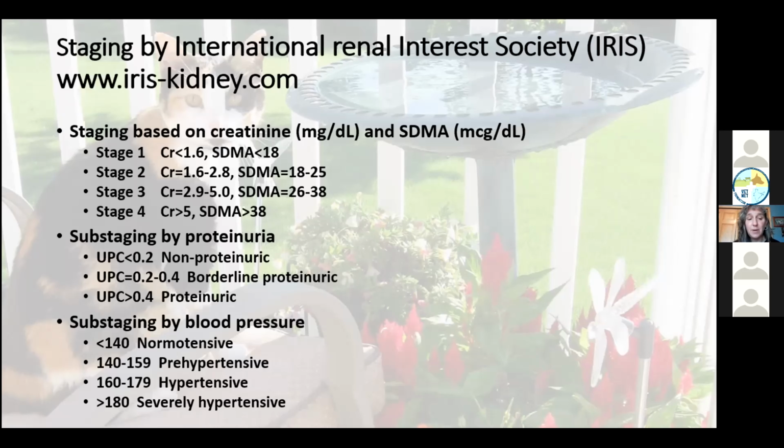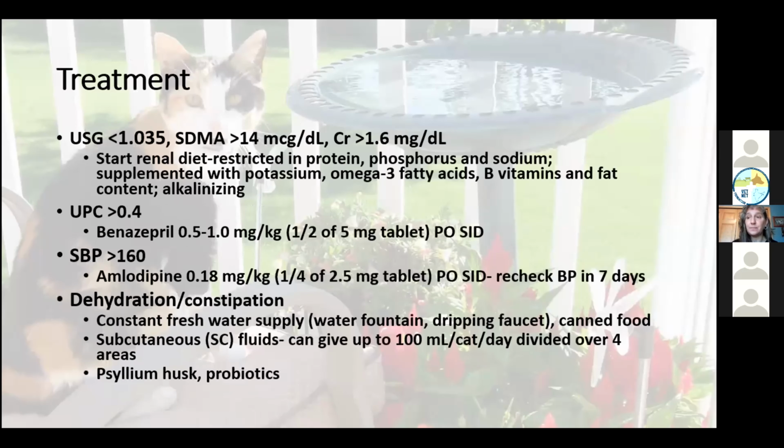Again, substaging by blood pressure, anything under 140 for a systolic blood pressure is normal. 140 to 159 is pre-hypertensive, so we're not treating these, but we're maybe monitoring them more frequently. And between 160 and 179 is hypertensive. These are patients we need to treat, and anything over 180 is severely hypertensive.